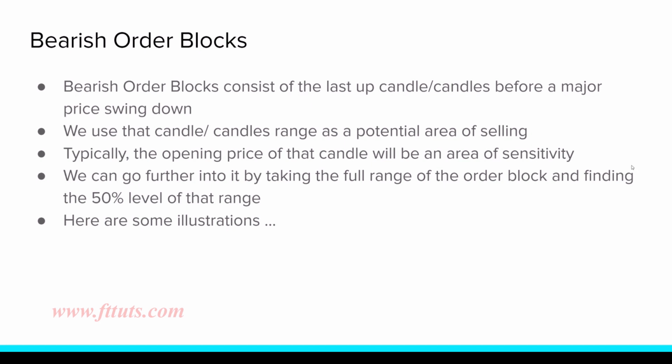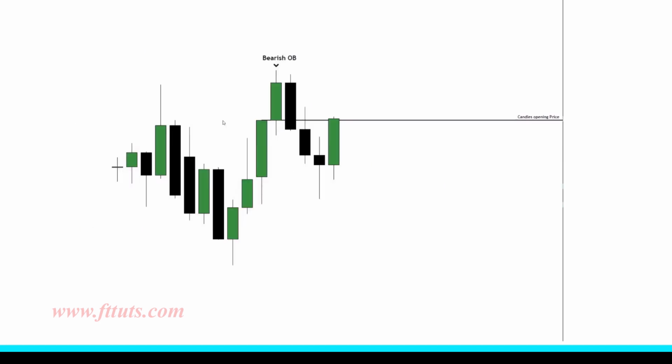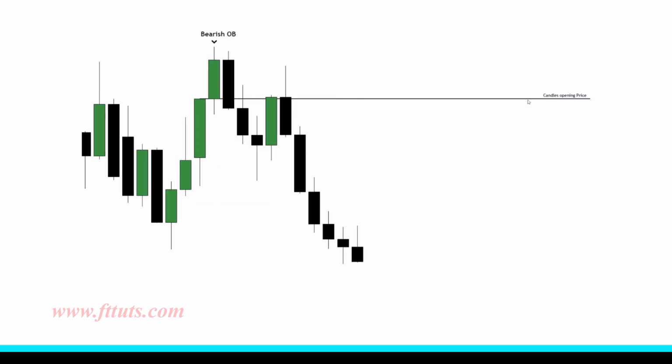And here are some illustrations. Now, bearish order block, we have this downswing here, this candle right here, the bullish one. We take the opening price and we delineate it. So that way we have a good understanding of this bearish order block. And you guys can see price came in, retested it, and we had a decent sell-off after hitting this range.